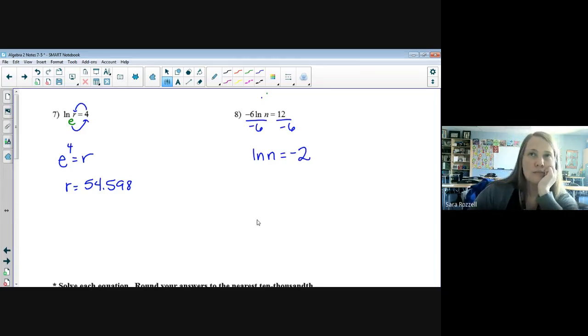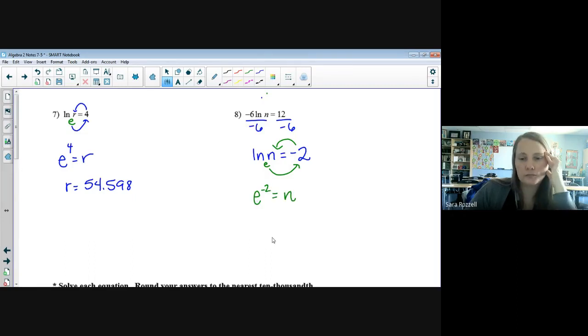What will our base be? E. So I'm going to go ahead and write that in there. Our base is e. Now, once you get to this part, we always do the same thing. We write it as a power. E to the negative 2 is equal to n.